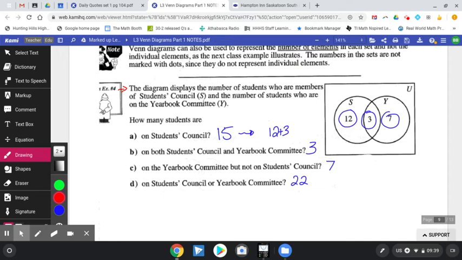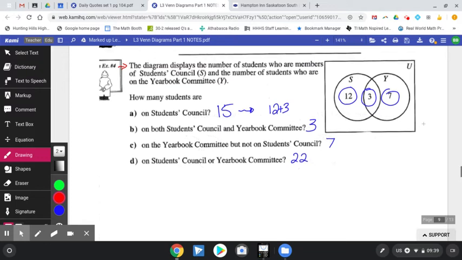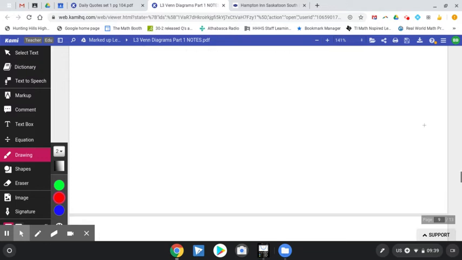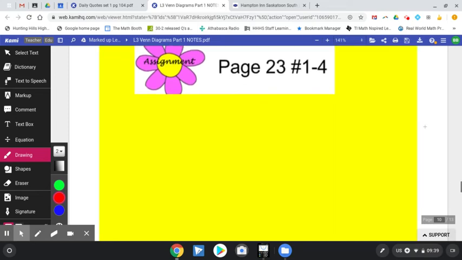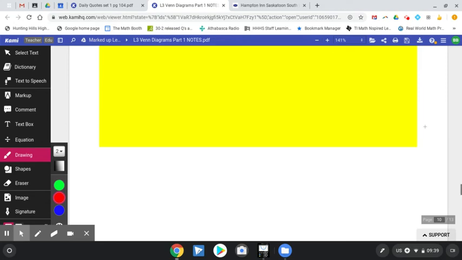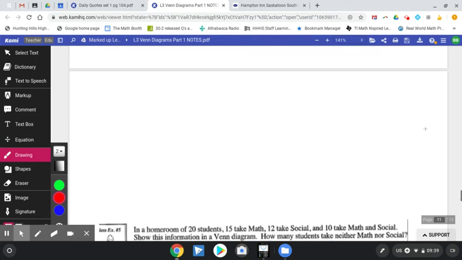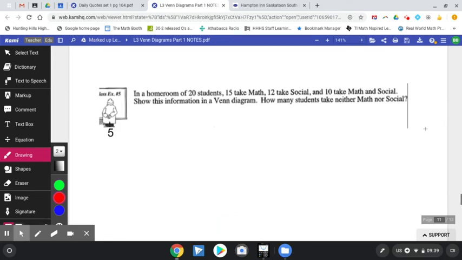We are picking up with lesson 3 right where we left off. So this is our last example here, example number 4. It was about page 22 or 23. So you've done your practice work and hopefully you've got some help on the questions that gave you trouble. And we are ready to move on.